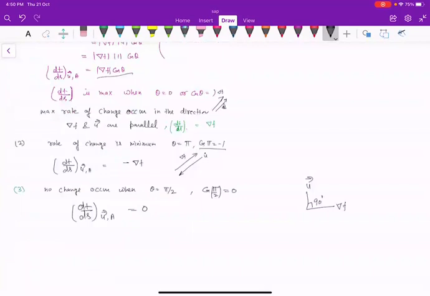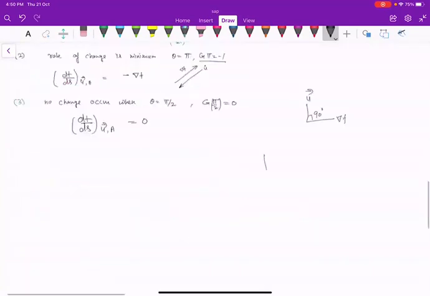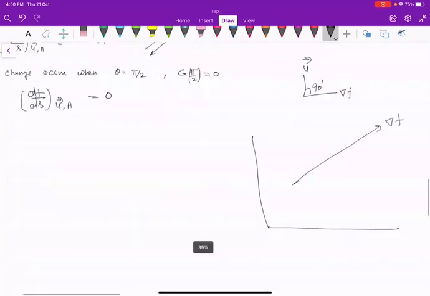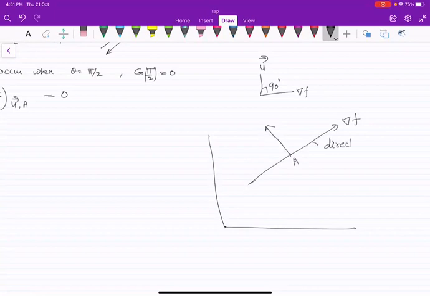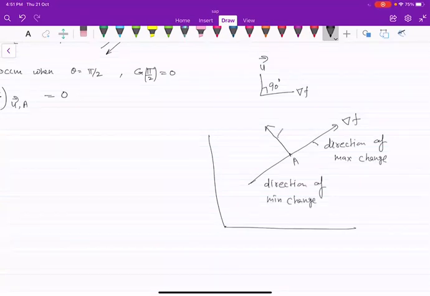Okay, so we can also express this in this way. This is the x-axis, y-axis. Suppose this is del f. Suppose this is the point A. So this is the direction of maximum change, the direction of minimum change, and this is the direction of no change.